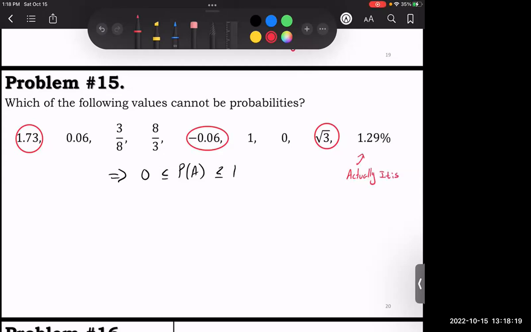Here's how I can tell. You see, 1.29%, you can actually write this out as a decimal number. You divide it by 100, right? 1.29% is the same thing as saying 1.29 divided by 100. And if you divide this by 100, you get 0.0129. So that would be between 0 and 1. So it is a probability. Okay. It's 8/3. That's right. The other one has to be 8/3. The ones that I circled here cannot be probabilities because they do not fall in our range.